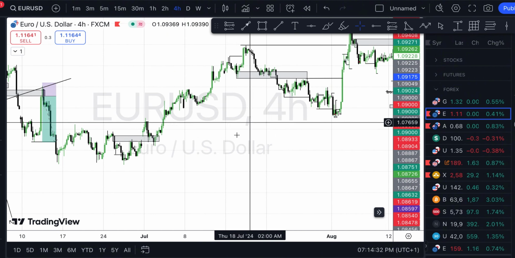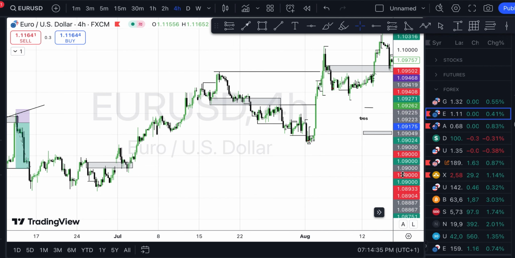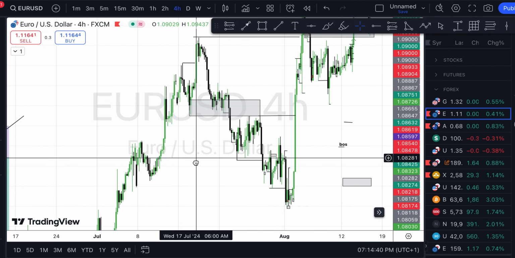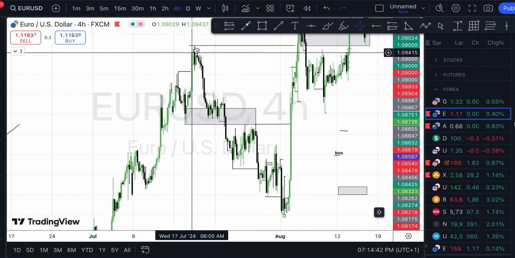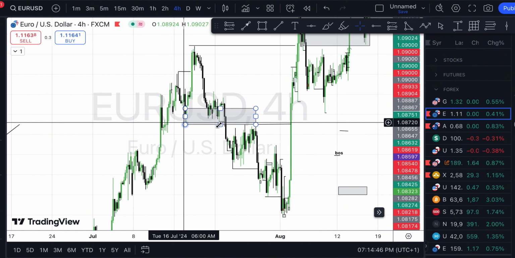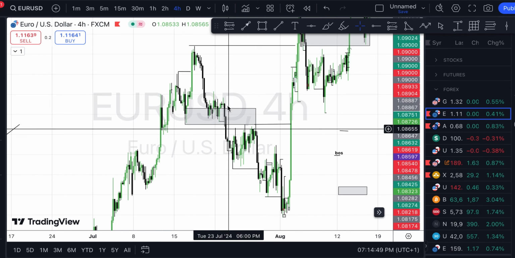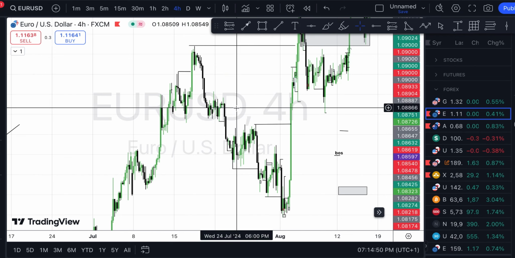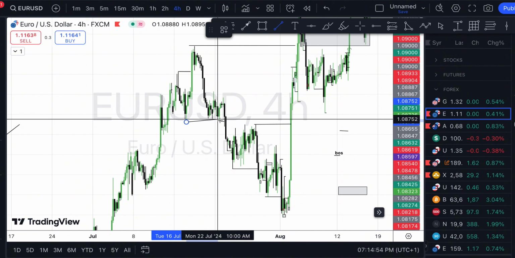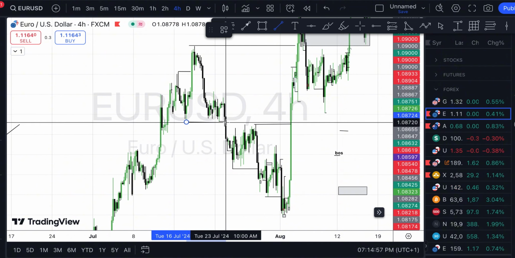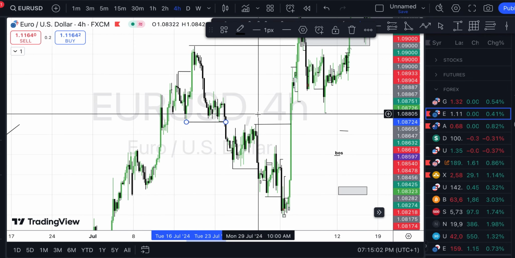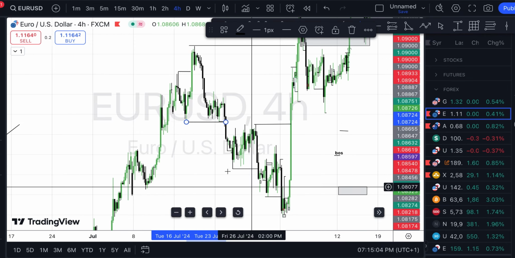Let me show you what a downtrend is. So you can see price broke this low here. This is a break of structure to the downside. This low was broken. It came down. It went up again, and it broke this previous low here.